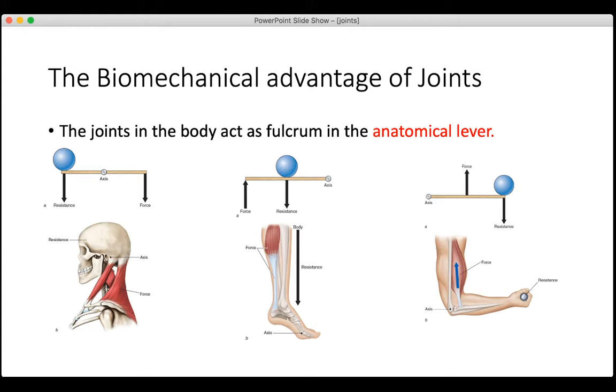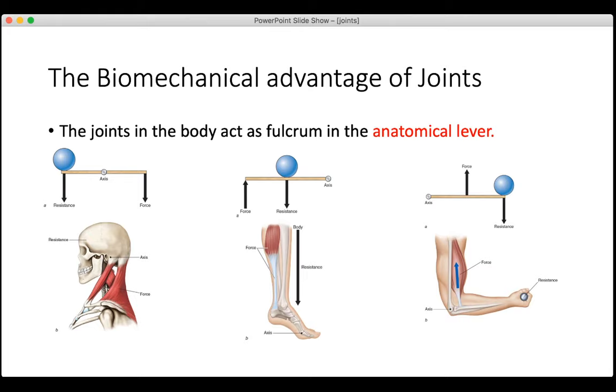And the third class is when your axis and resistance are on opposite sides, and your applied force is in the middle. The example is when you are lifting some weight with your arm. This kind of lever, the frequency of this lever, is maximum in the human system, the third type. So here you can see the force. This is the resistance. Now where there is a joint, here is the joint. So this is the axis, and this is the resistance, the load which you are carrying, and this is the force. So force is in the middle. That's why third class of lever is present in maximum frequency.